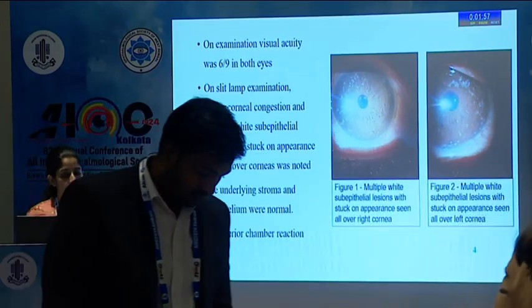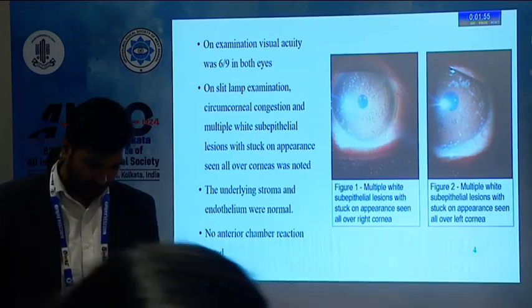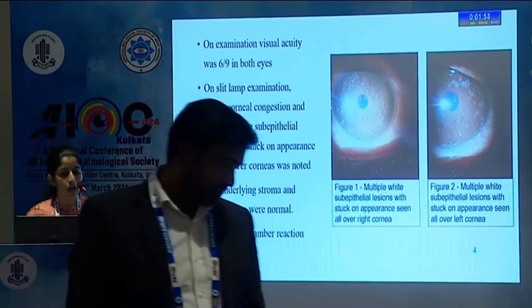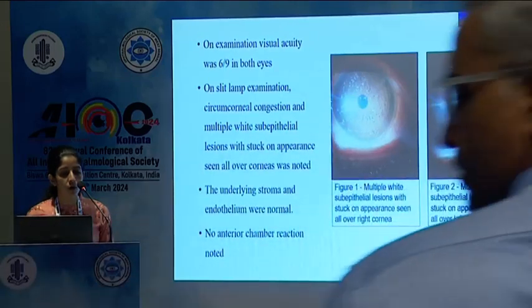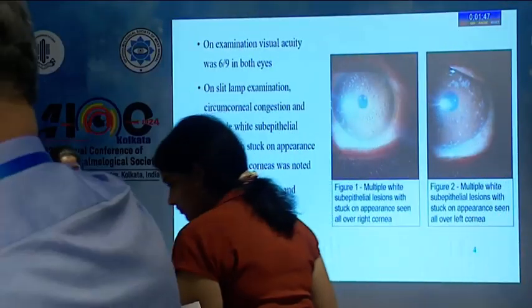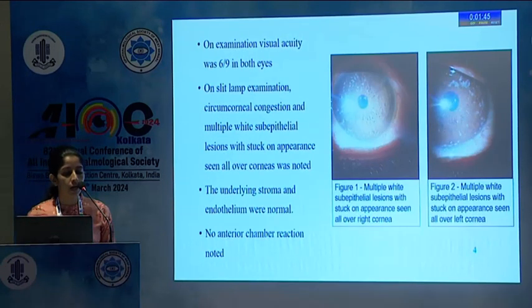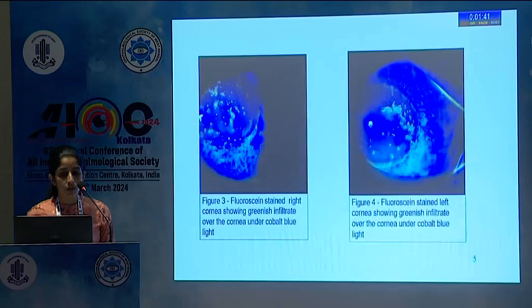On slit lamp examination, we can see diffuse circumcorneal congestion and multiple white subepithelial lesions with a stuck-on appearance on both the corneas. The underlying stroma and endothelium were normal. No anterior chamber reaction was noted. This is the fluorescein stained picture showing greenish infiltrate over the cornea under the cobalt blue light in both the corneas.